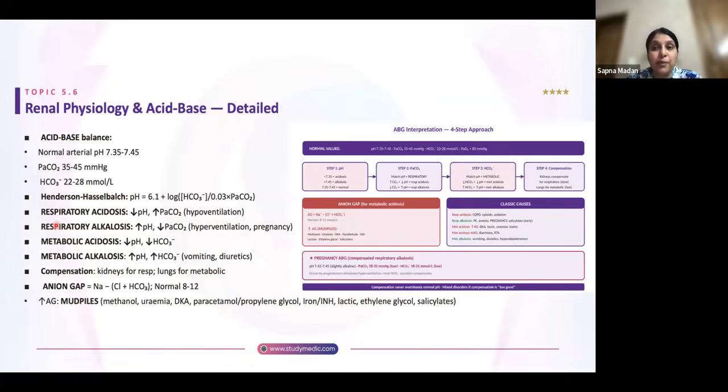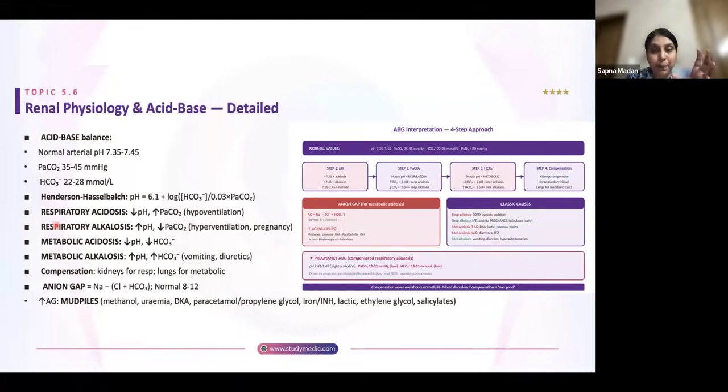The mnemonic to remember this is MUDPILES. Methanol, uremia, diabetic ketoacidosis. P was initially for paraldehyde, but that is now obsolete, so we have paracetamol and propylene glycol. Then iron and isoniazid is the I. L is for lactic acid. E is for ethylene glycol. And S is for salicylates.